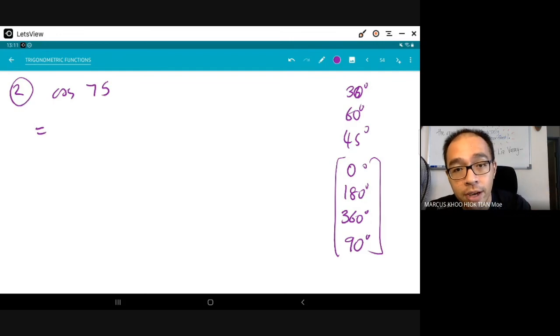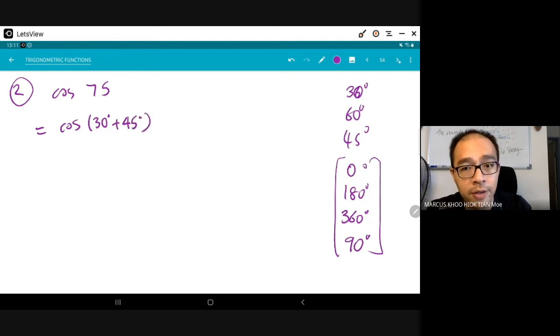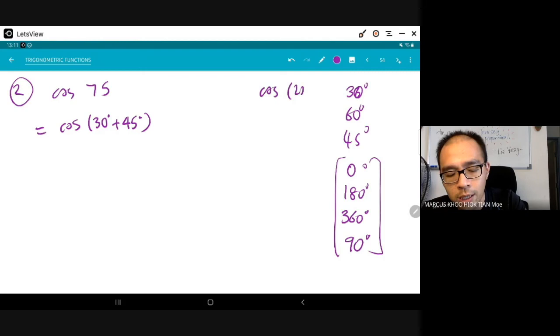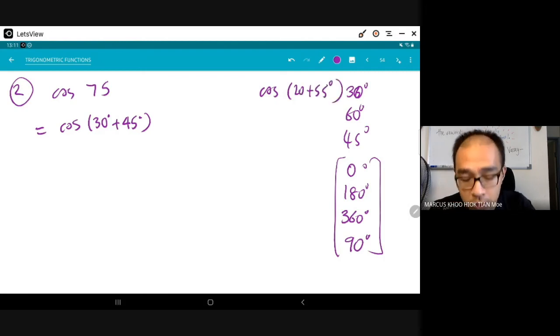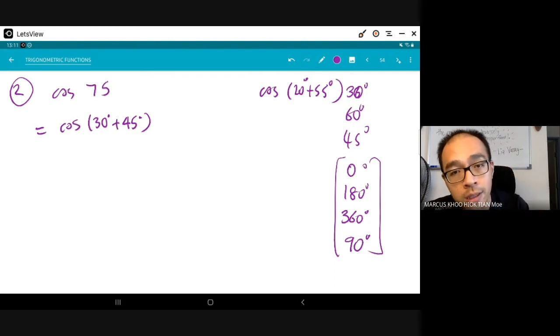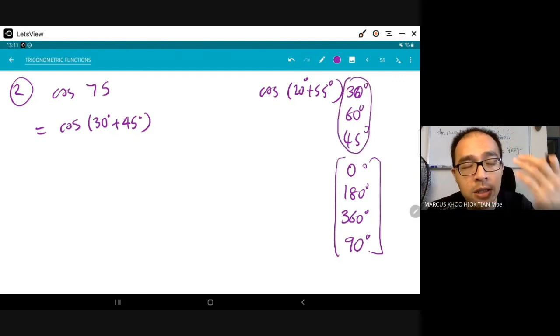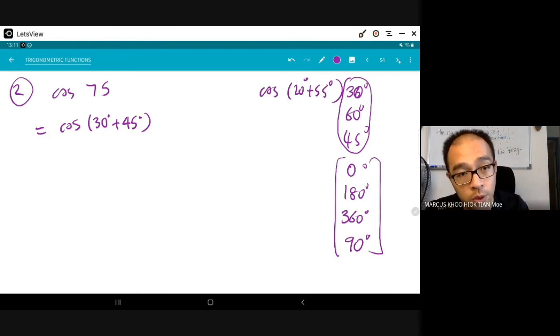But cos 75, if we want to use an addition formula, it will look like cos 30 plus 45. Why do I use 30 and 45? Why don't I use cos 20 plus 55? I can use 20 and 55, but I have to use a calculator. Now we don't want to use a calculator. When we don't want to use a calculator, we have to think about these special angles. How do we change these special angles so that it turns out to be the one that we want? So 75 is 30 and 45.